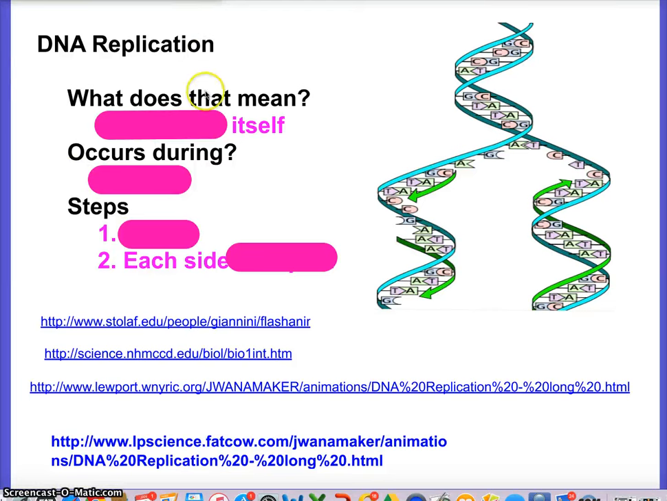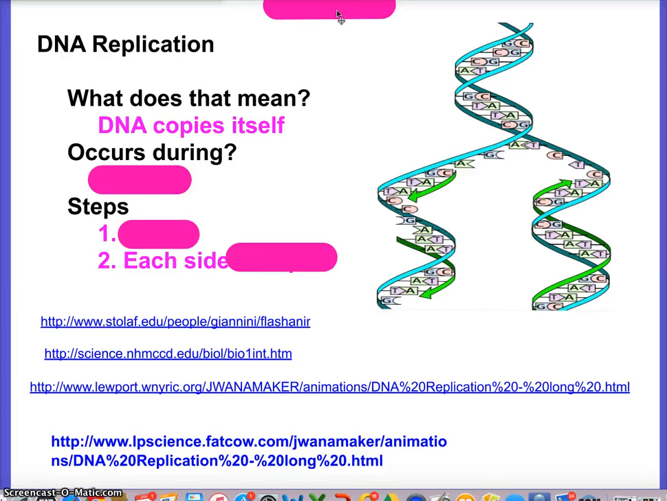So when does this happen? Okay, actually, what does replication mean? DNA is doing what? Recreating. What else? Copying itself. What else? Keep coming at words because all these words can be different on the test. Recreating, copying, duplicating, cloning. I like it.